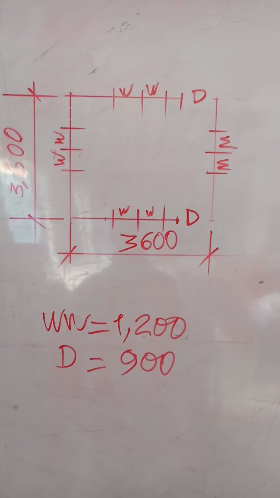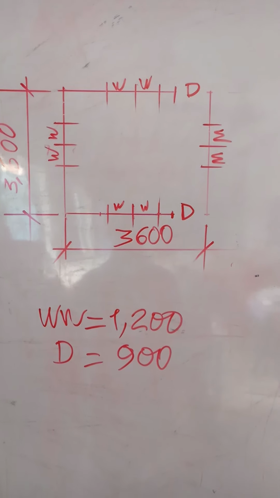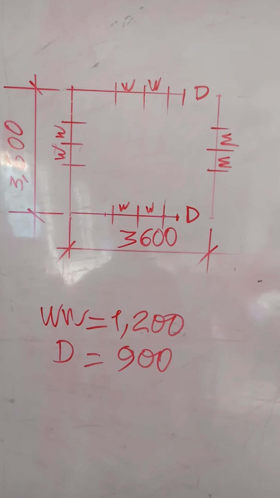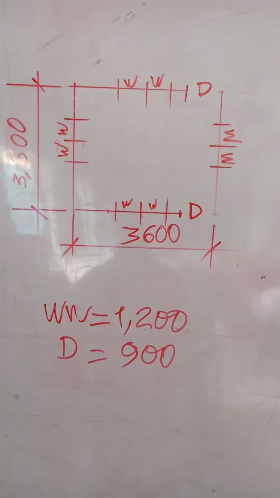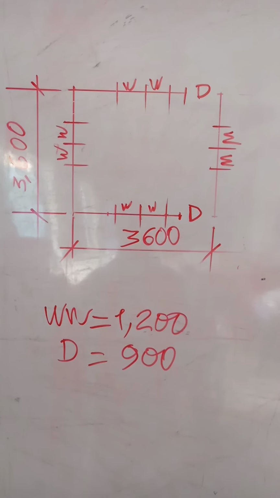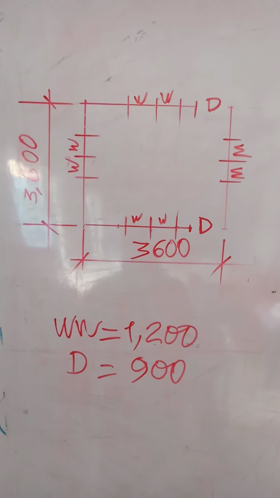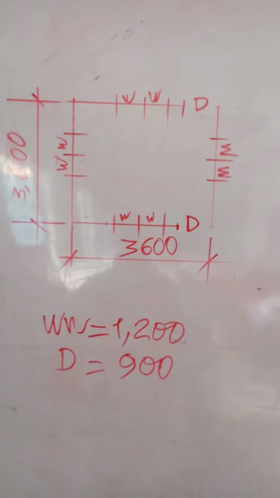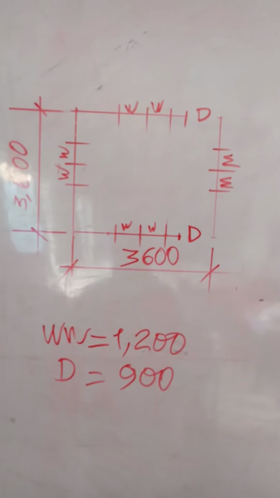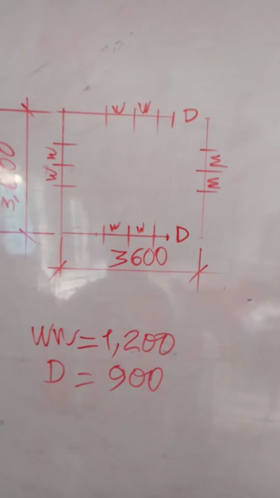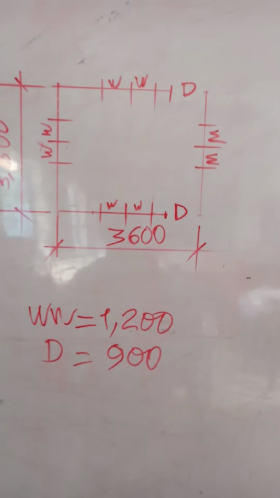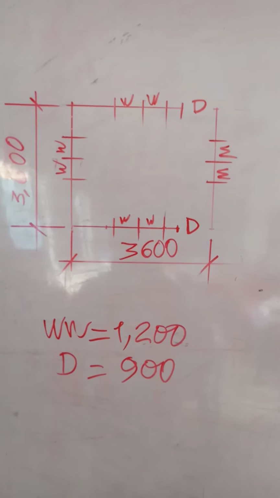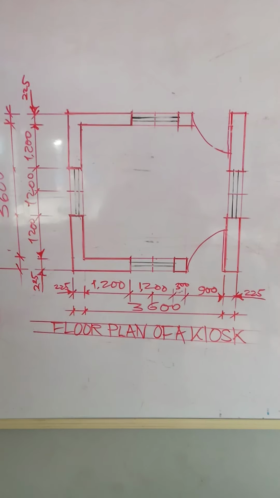Now if you check very well, I have WW 1200, I have D which is 900. The WW means window, and the door is represented using D. You can see this is just a sketch to explain, and we're taking this to be a kiosk. So let's look at the way the plan of that kiosk will look when we show the thickness of the wall, making the wall 225 throughout.